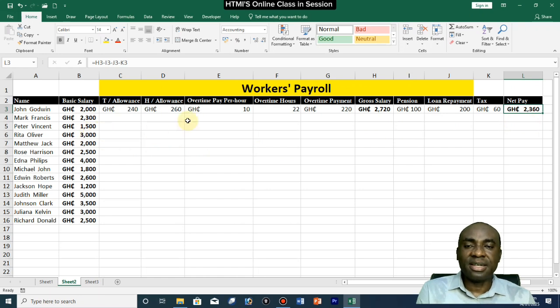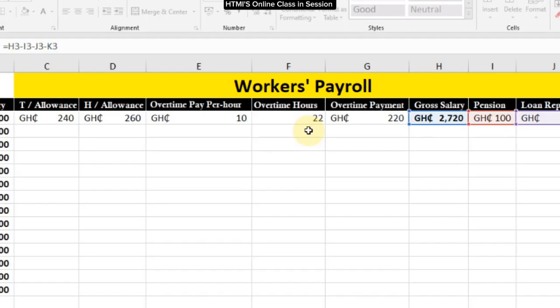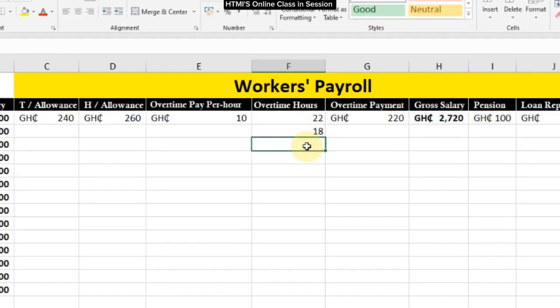But don't forget, the overtime hours for each of the workers will not be the same. So we are going to manually input the overtime hours for each of the workers. Some workers probably did not do any overtime, or leave it blank. Let's say the next worker did 18 hours of overtime. The other worker did not do any. The next worker did just 9 hours of overtime, while the other one did 30 hours of overtime in that month.